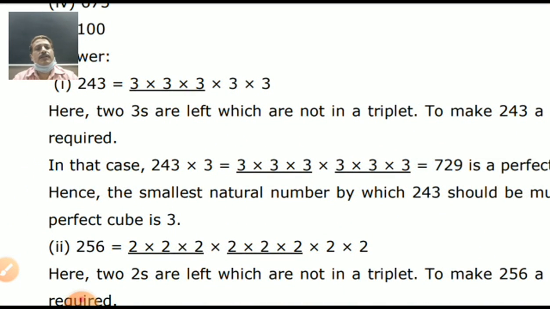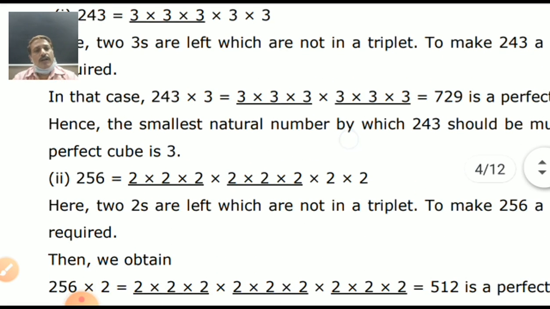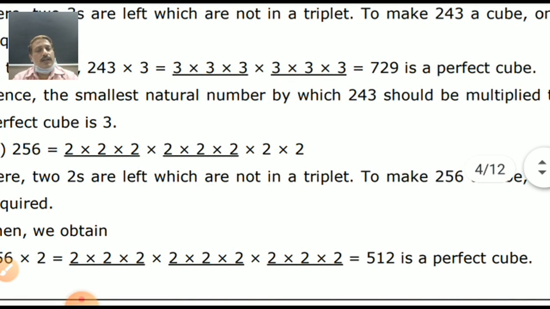Hence 243 multiplied by 3 gives me a perfect cube. In the same way, 256 multiplied by 2 gives 512, and 512 is also a perfect cube, the cube of 8. Yes? Correct. This is the perfect cube of 9.